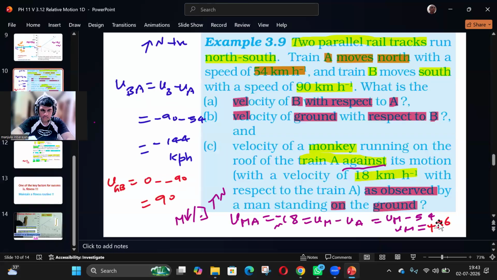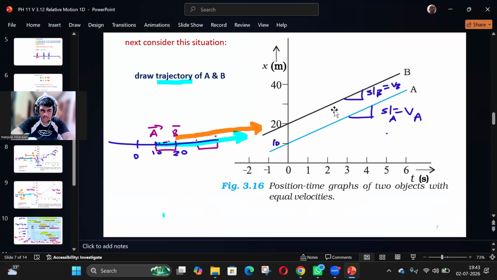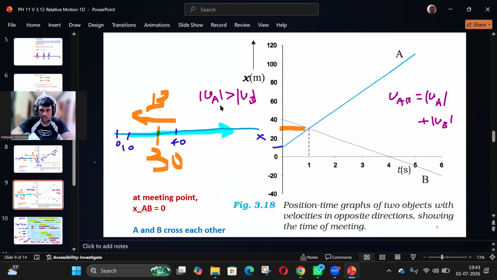So this is the most complicated 1D motion. They are moving at the same speed. Second thing is one is having a higher speed. Obviously the guy who is coming behind, if he has a higher speed, will cross. But in this case, there is one more complication.